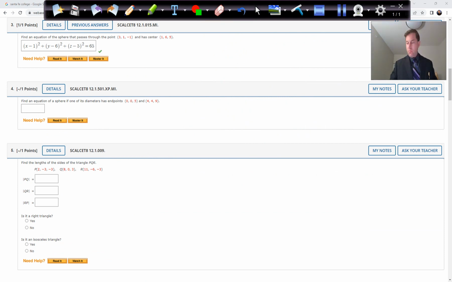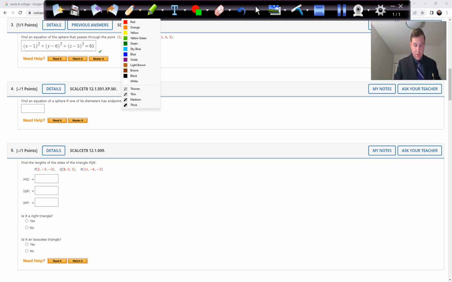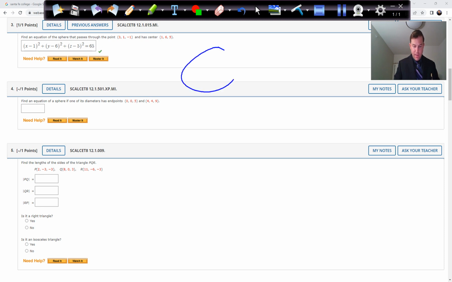Okay, 4 is a twist of what we just did. So it is going to say you've got the endpoints of the diameter of the sphere. So you've got a sphere here, and you've got one point is 0, 0, 5, and you've got another point is 4, 4, 9. And what we have to do is just find the center. Well, the center is going to be exactly halfway between those 2 points.